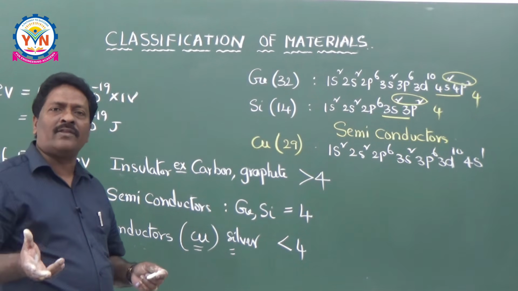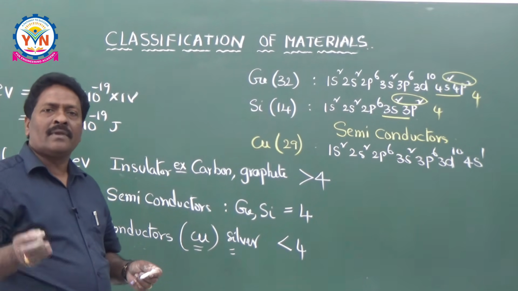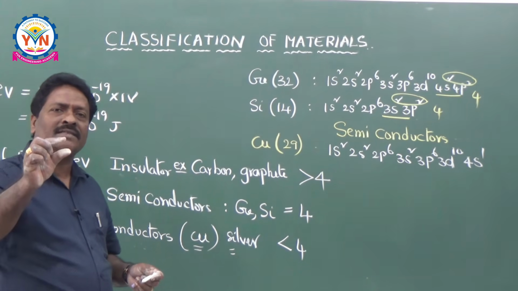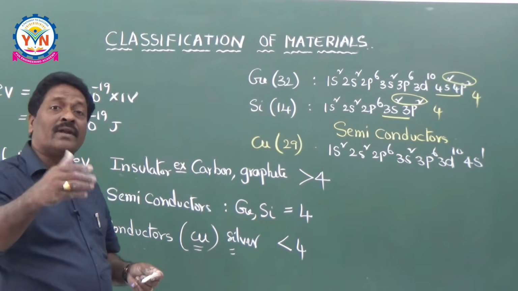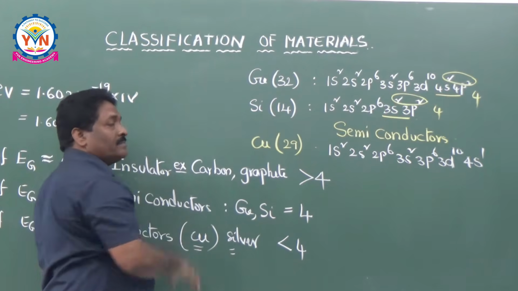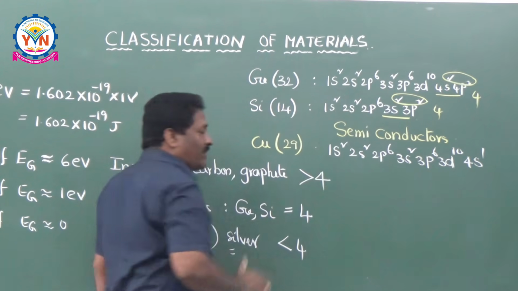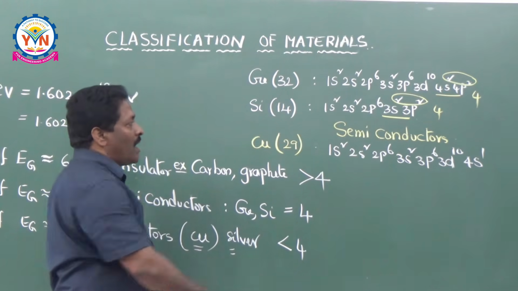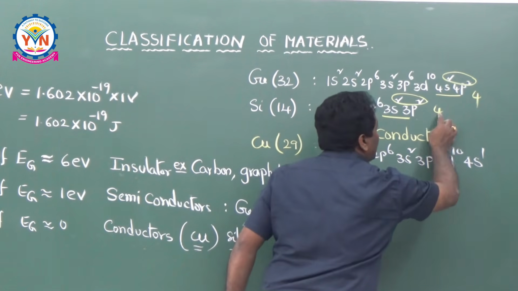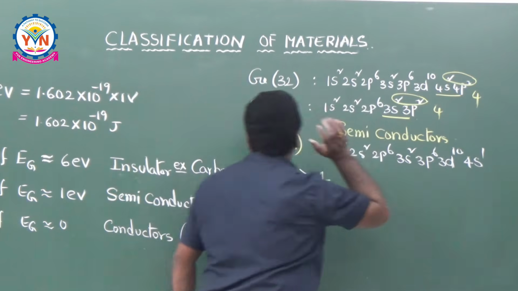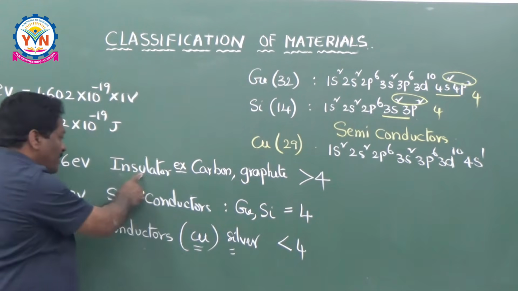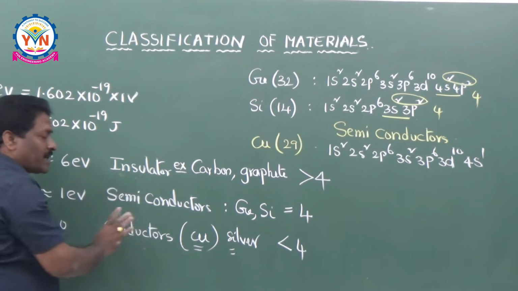So I am telling you, my dear friends, depending upon the energy gap that exists between the valency band and conduction band, you can decide which material it is. And using the electronic configuration also, you can decide the number of electrons in the valency band. And depending upon the number of electrons available in the valency band, you decide whether it is an insulator, semiconductor or conductor.